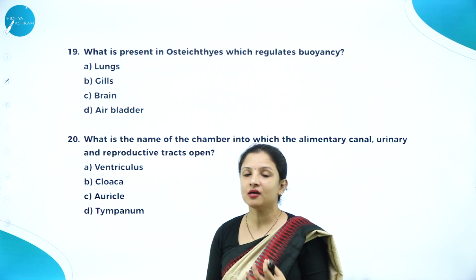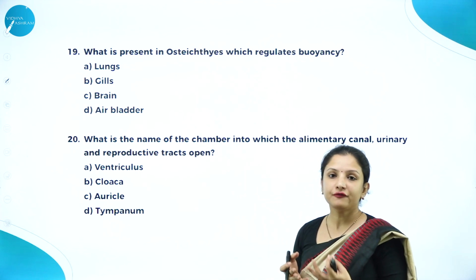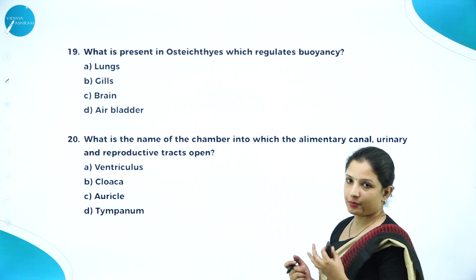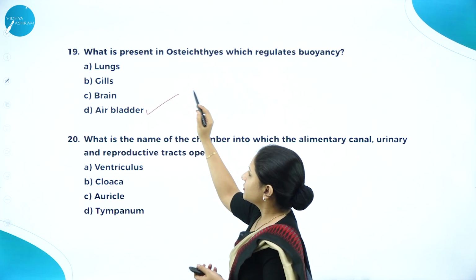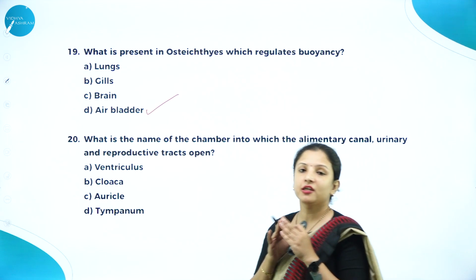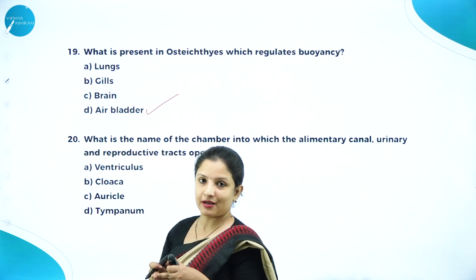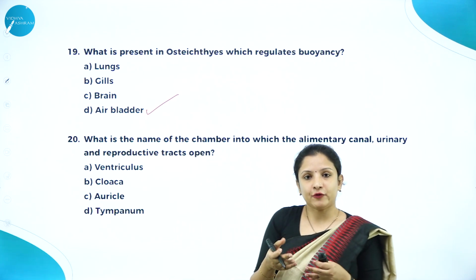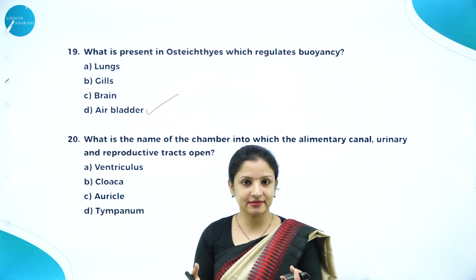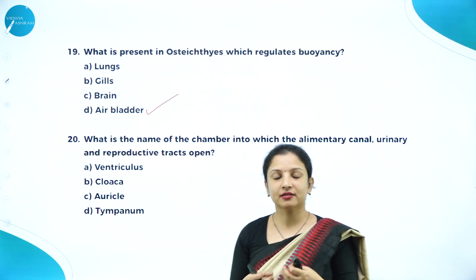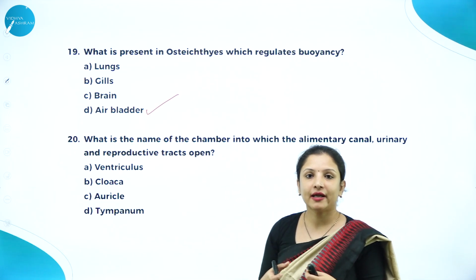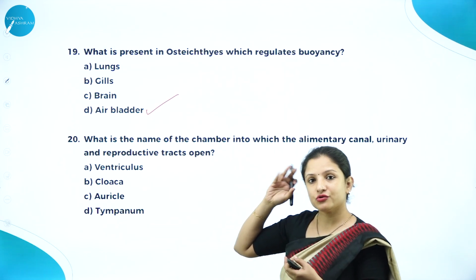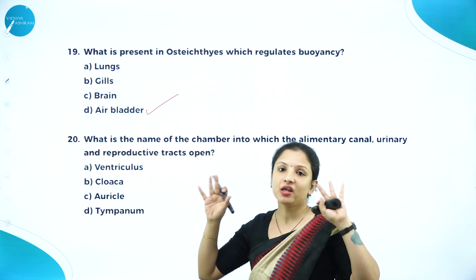Next, moving further, what is present in osteichthyes which regulates buoyancy? Buoyancy is nothing but the ability of an organism to float in water. So, is it lungs, gills, brain or air bladder? It is air bladder. This air bladder is one of the peculiar characteristics of osteichthyes, because in chondrichthyes you do not find air bladders. For example, chondrichthyes are sharks, the hammerhead sharks, then the sawfish, rayfish, all that come under chondrichthyes.